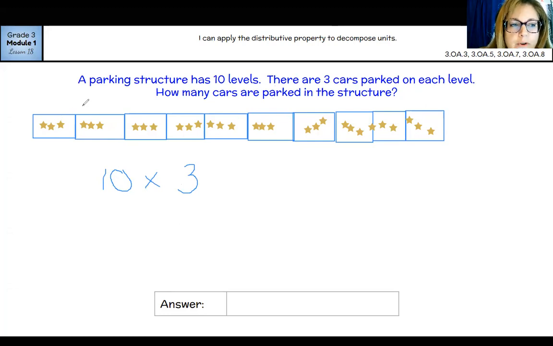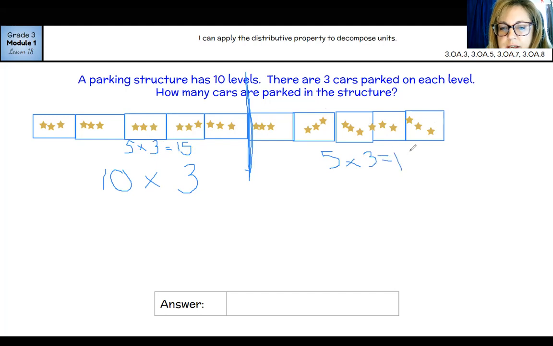So I could say, well, I have 1 group with 3, 2 3s, 3 3s, 4 3s, 5 3s. I could choose to break this apart right here and say, oh, I know 5 times 3 is 15. So I'm going to say 5 times 3 here. This should be times. So 5 times 3 equals 15 here. And I have 1, 2, 3, 4, 5 groups of 3 here also. And that is also 5 times 3, which also equals 15. And that makes this problem a little bit more doable.